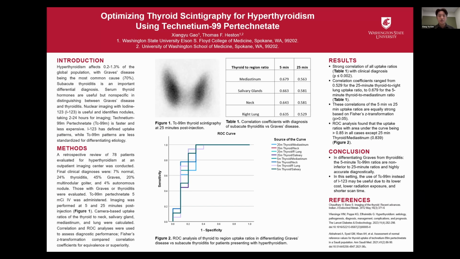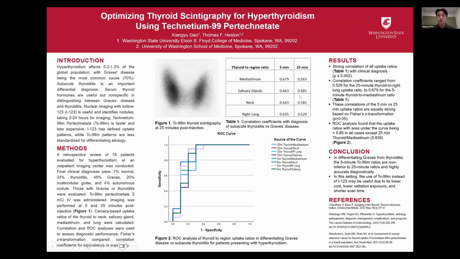Thyroid scintigraphy was performed by intravenous injection of 5 millicuries of technetium-99 pertechnetate, and then waiting 5 or 25 minutes before imaging. Figure 1 here shows the image of the thyroid at 25 minutes post-injection with technetium-99 pertechnetate. An image like this was compared with images of the mediastinum or the neck, salivary gland, and right lung, and that was how the thyroid to region uptake ratio was calculated. Over here on the right, there's Table 1, which shows the regions that we studied.